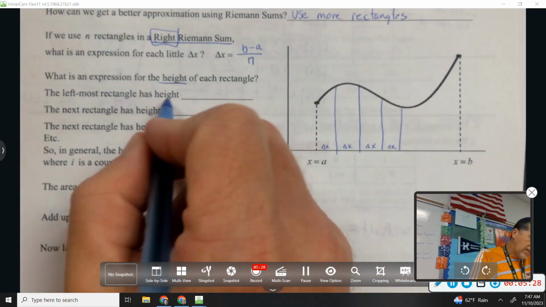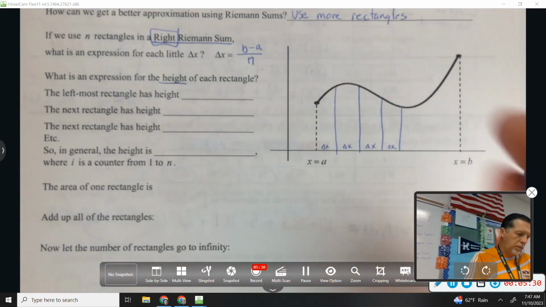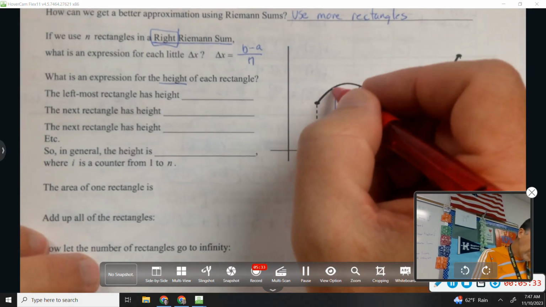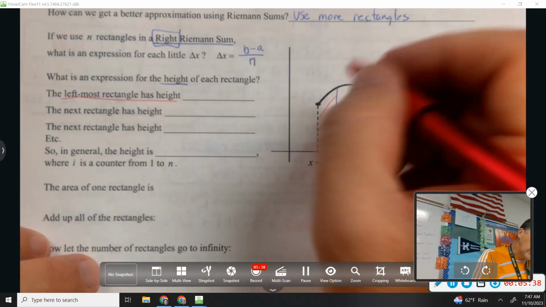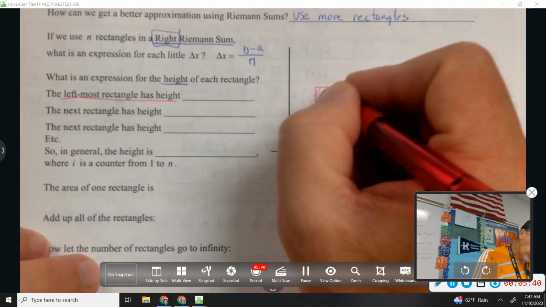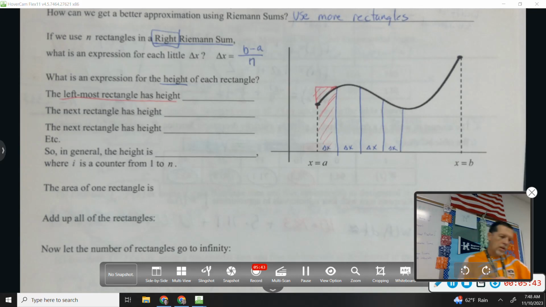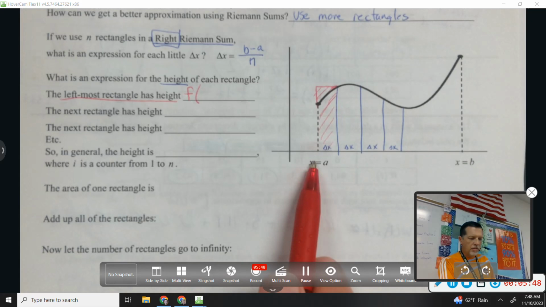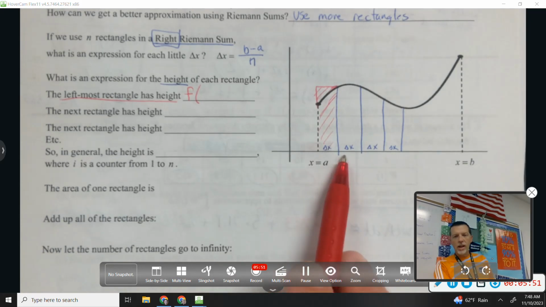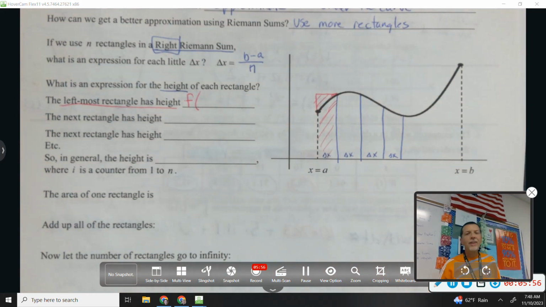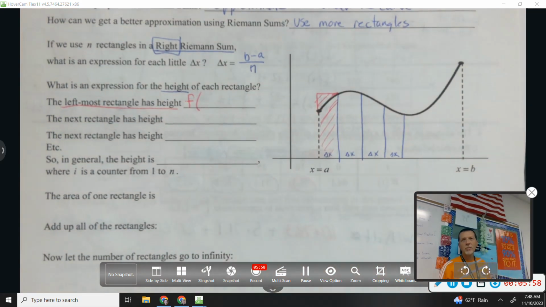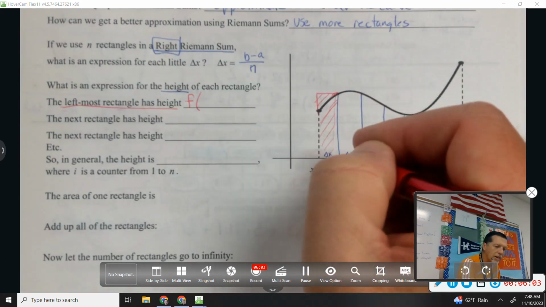And so the height of the leftmost rectangle, this rectangle, has a height. If we're using a right Riemann sum, we wouldn't evaluate the function at A, that would be a left sum. We're going to evaluate it at the right end. So what's the x value of what we're plugging into F, in terms of letters on my paper? What's the x value of this spot right here?